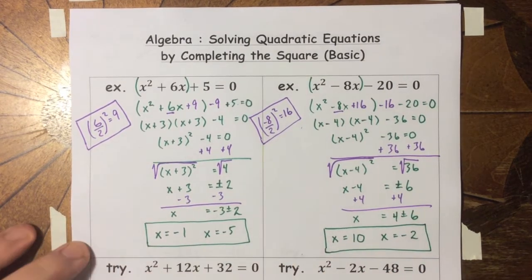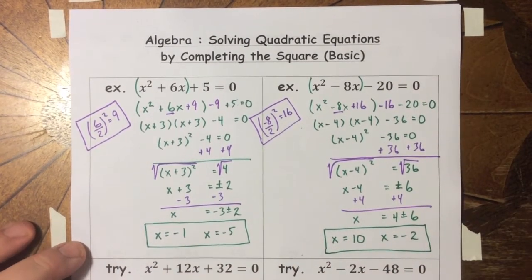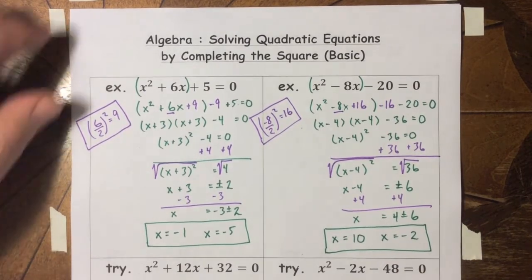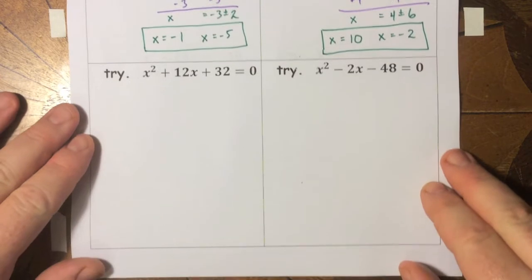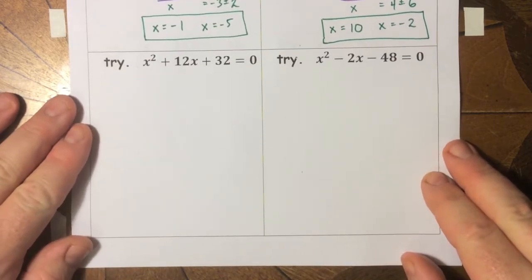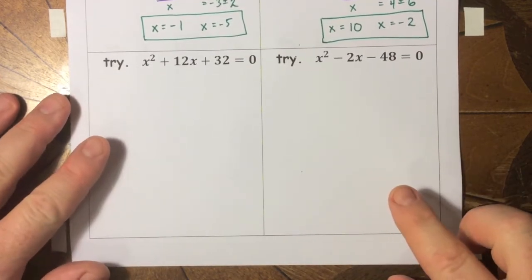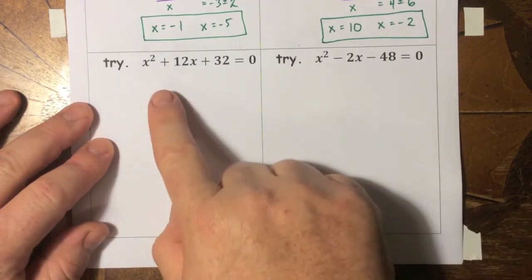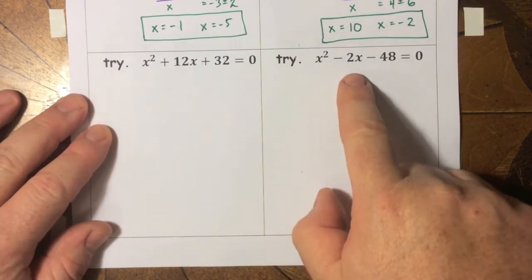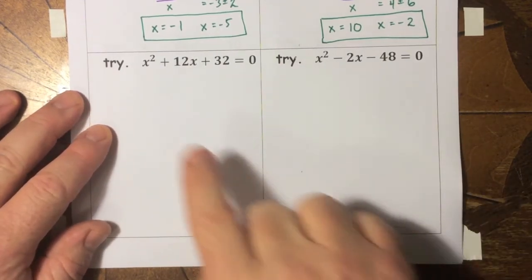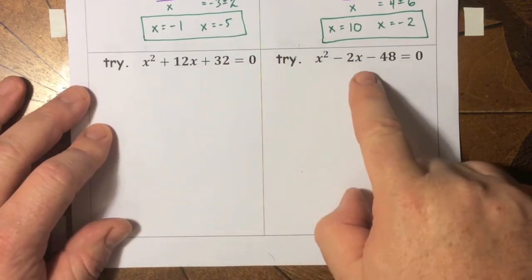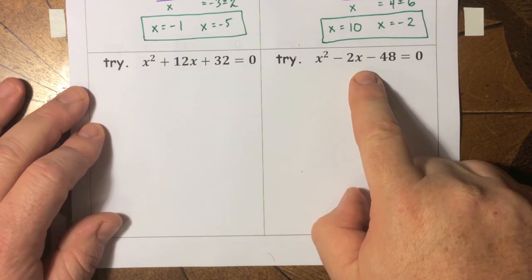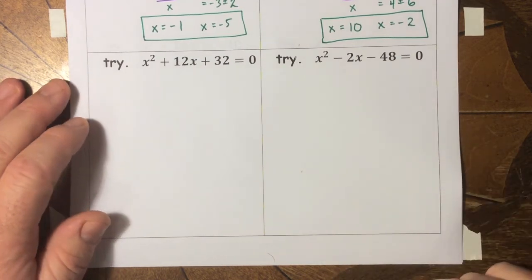All right, so we started off with two examples here. I'm going to go ahead and slide this paper up here so that you get it in your field of view a little bit better. Now would be a good time for you to pause the video so that you can try both of these examples that I have here down on the bottom. So go ahead and try this example here by yourself and try this example here by yourself. I will come back in a moment.